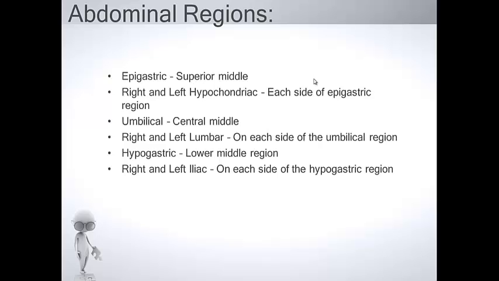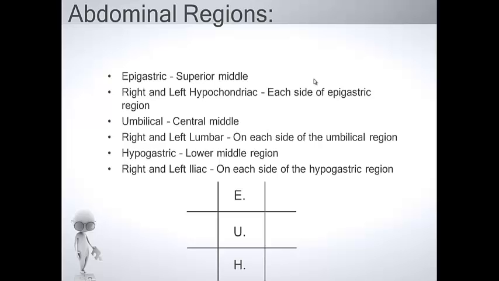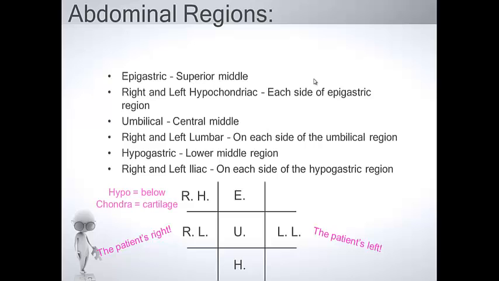So on your slide, you see that there are 9 regions. If you think about a tic-tac-toe board, let's find these regions and work from the middle square outward. The middlemost square is the umbilical region. This is where the belly button is. Above that is the epigastric region. Below the umbilical region is the hypogastric region. To the right of the umbilical region is the right lumbar region, and opposite that is the left lumbar region. Up and to the right is the right hypochondriac region. In this region, medical terminology is helpful because the word hypochondriac literally means below the cartilage, which in this instance means directly below the ribs.